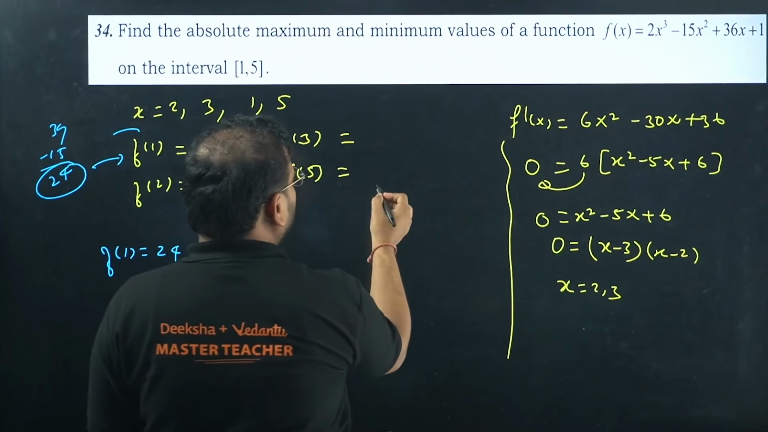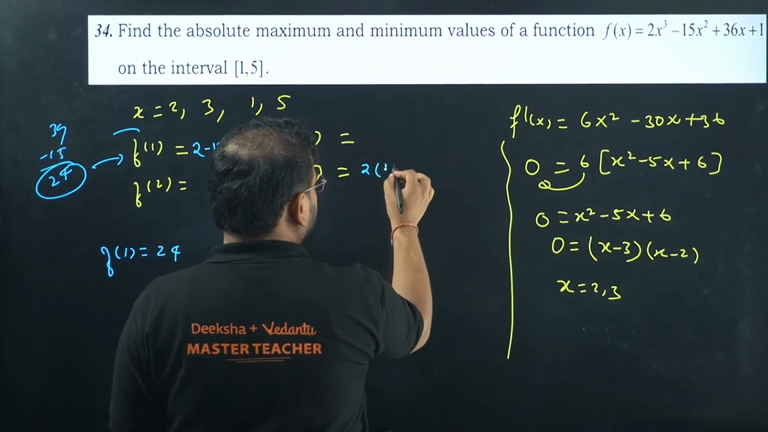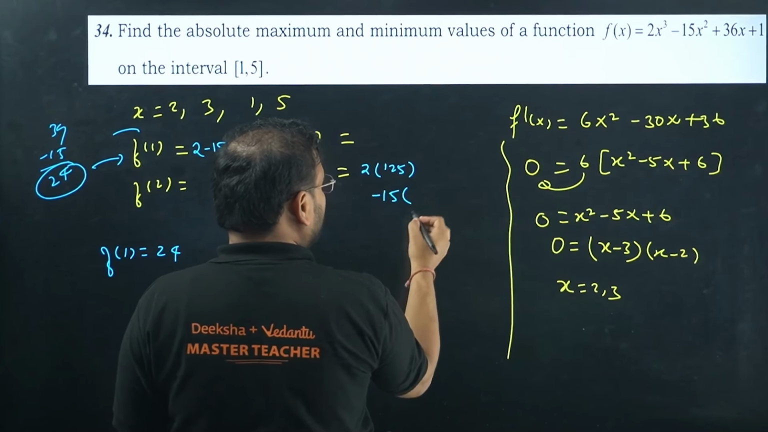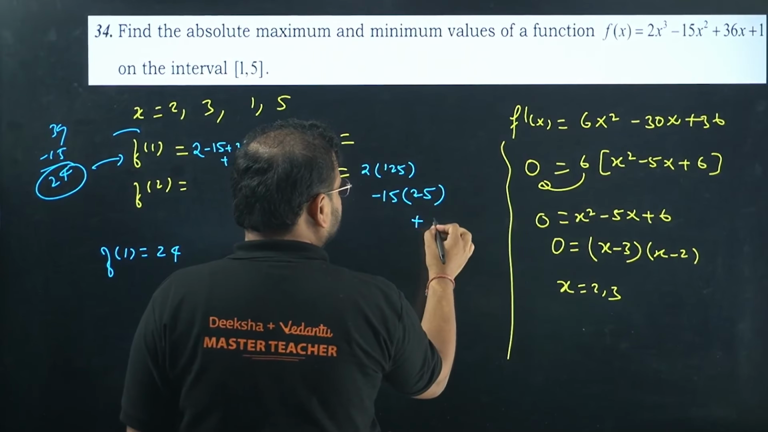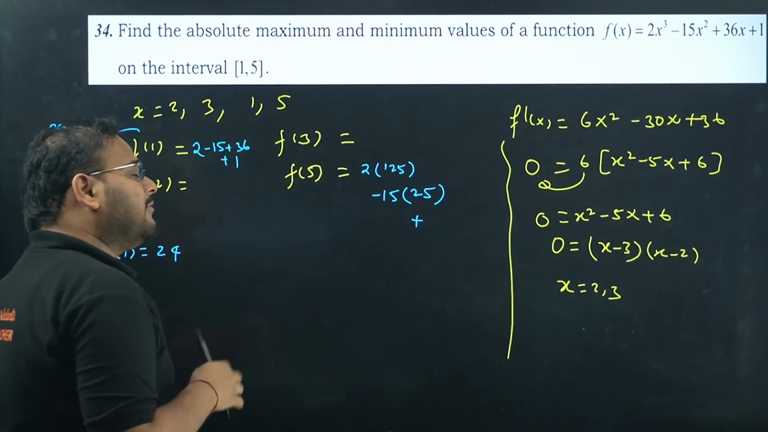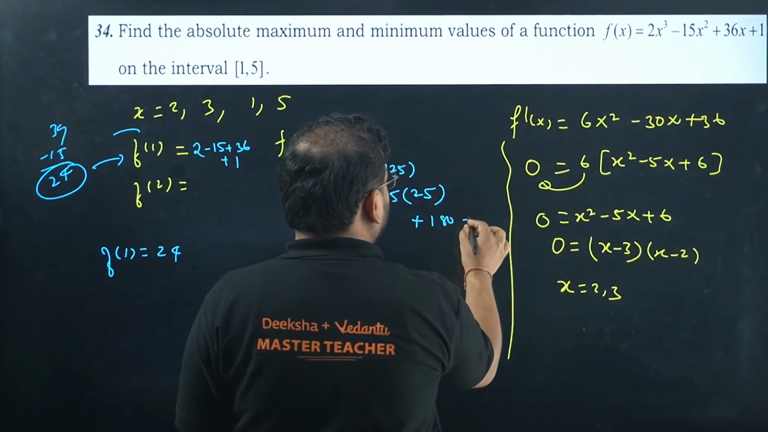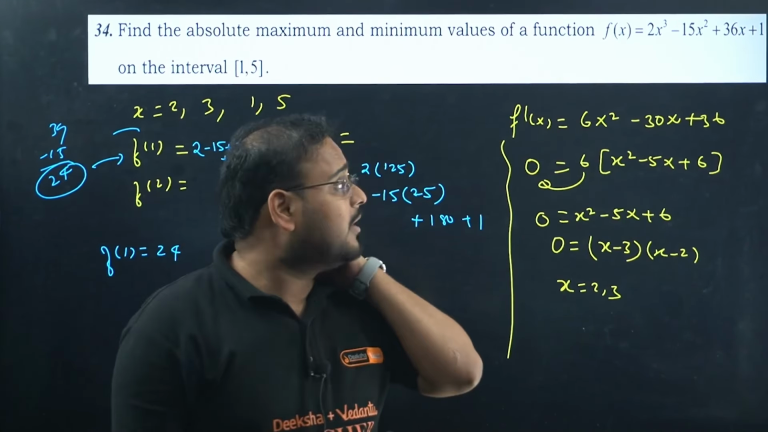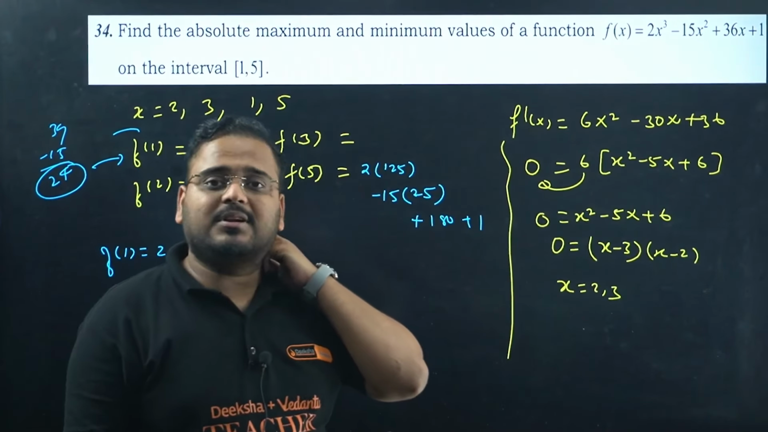F of 5 you check. So 2 into 5 cube, so 125. And 15 into 5 square, so 25. And 36 into 5, so 150 and 30, right? So 180 plus 1. Correct, no? 30 into 5 is 150. And 6 into 5 is 30. So 150 plus 30 is 180.